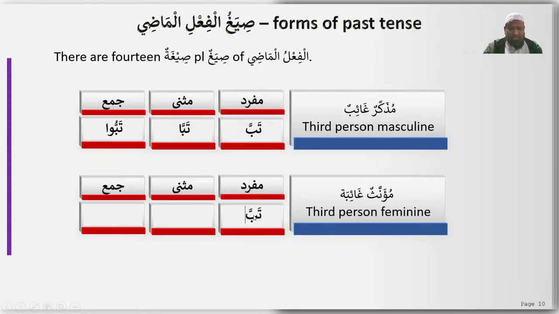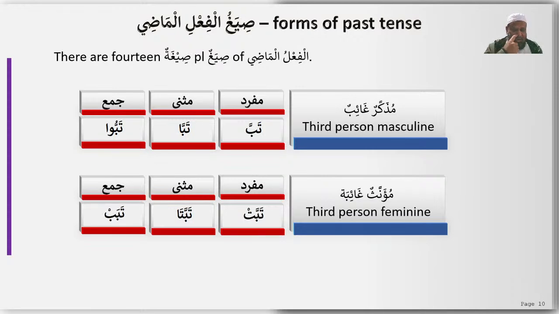The muannas, tabbat: we need to make it a muannas with the ta sakina. Tabbat. Then tabbata. So the rule is applied in only these 5 sigas, because the next ta, ba, so it will be nasarna.